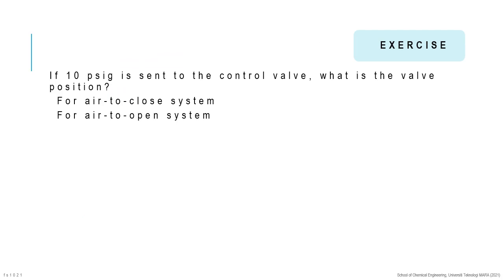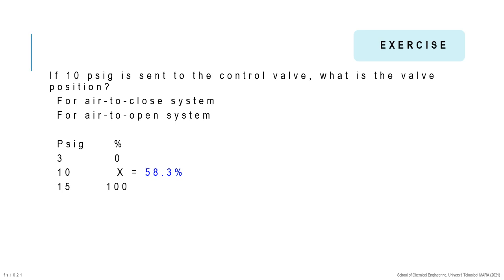Now, we try to solve this kind of exercise in order to find the valve position. If 10 psig is sent to the control valve, what is the valve position for an air to close system and for an air to open system? First, you need to convert the 10 psig to the percentage unit. In order to do that, we need to do the interpolation. From the interpolation, we get the value in percentage, which is equal to 58.3%.